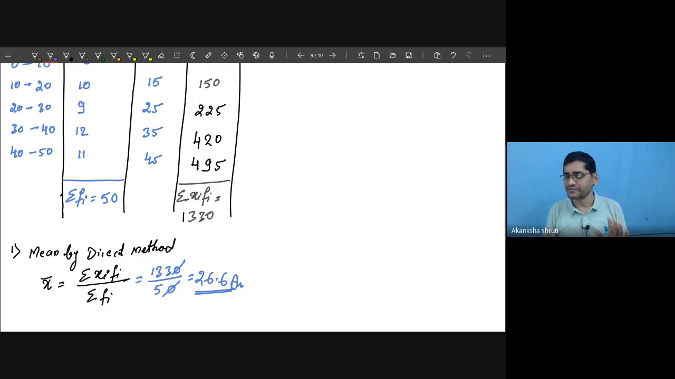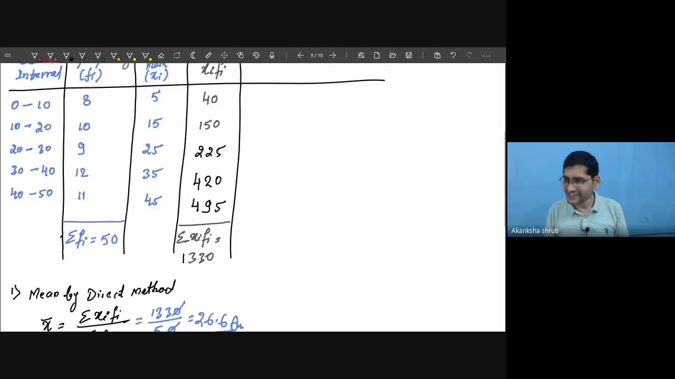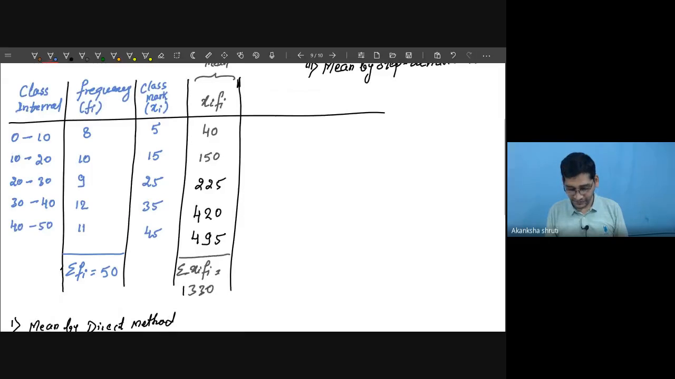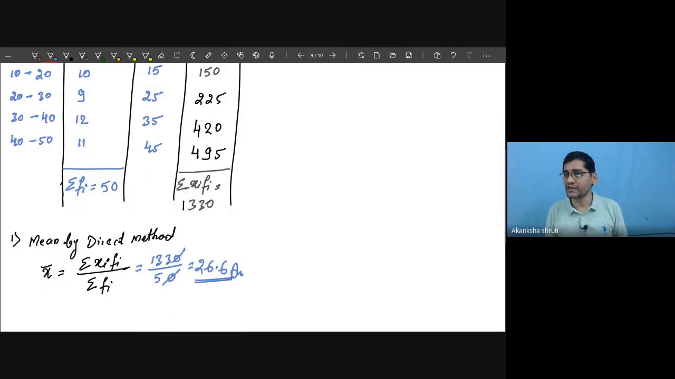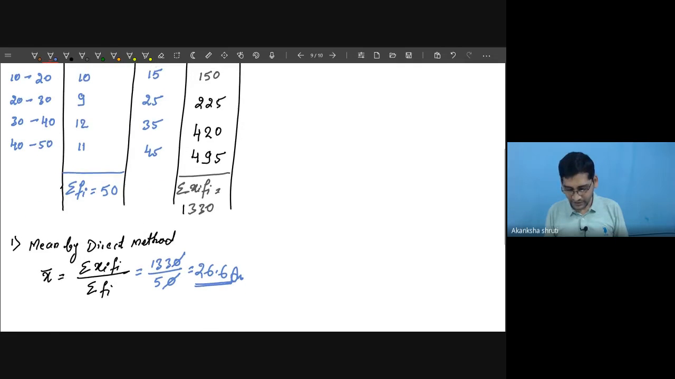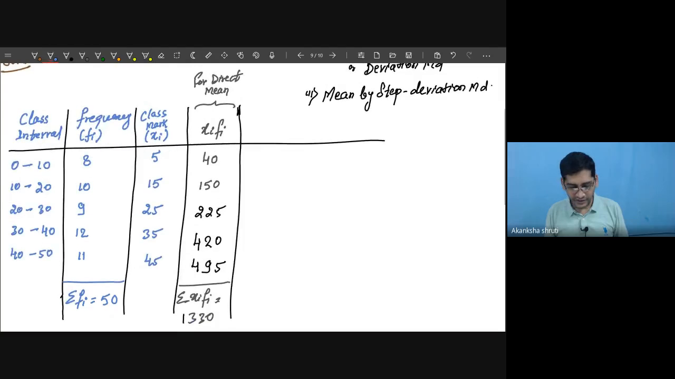That's all. The data is simple, so it may appear that this calculation is easier, but when we take bigger data, even this direct mean method calculation becomes so big that it is difficult to calculate. And in the examination, you will not have a calculator. You are not permitted a calculator. You have to do manual calculations. So the direct mean method, this much only.